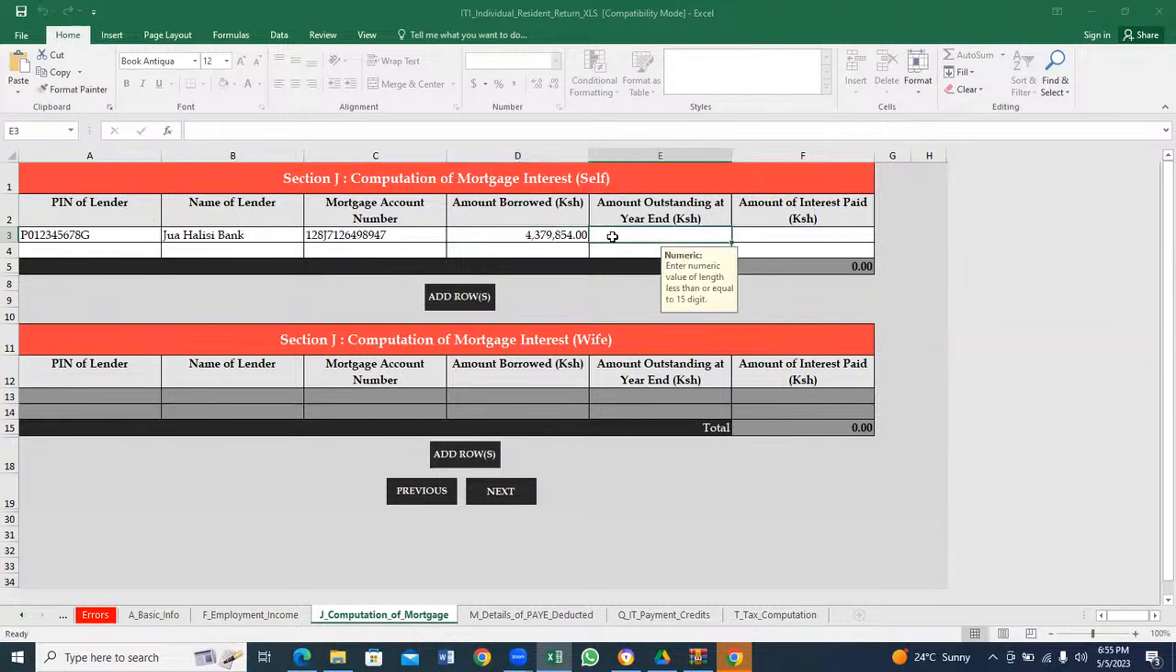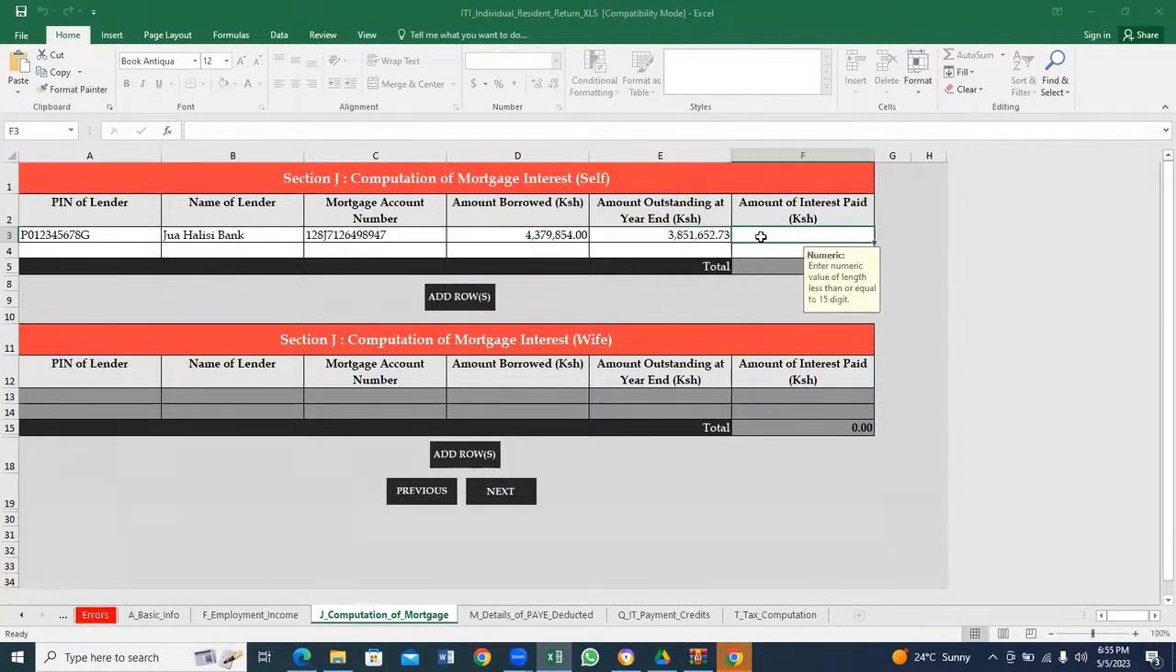How much is outstanding at the end of the year? How much? 3.8. It is 3.8, yes. How much is the amount of interest paid?